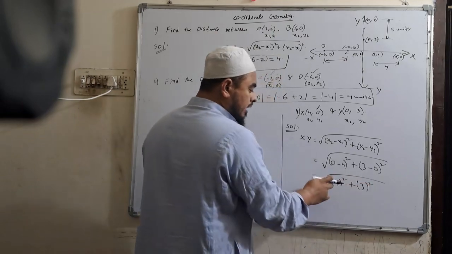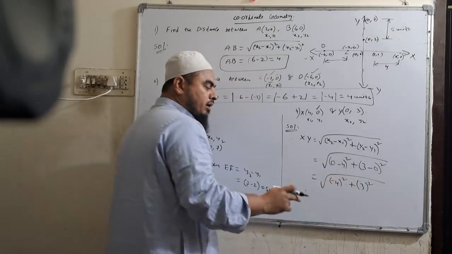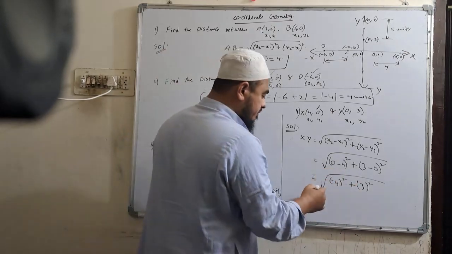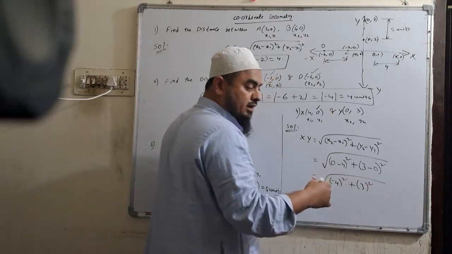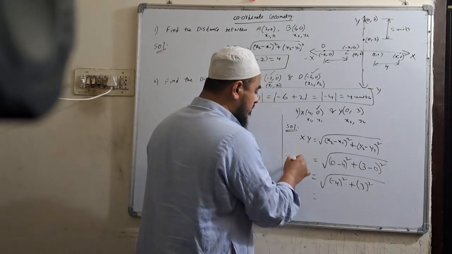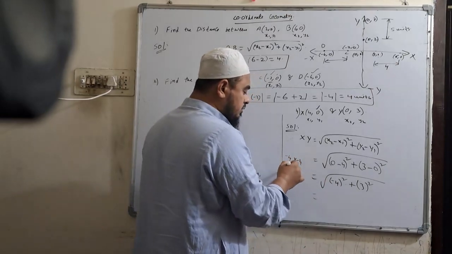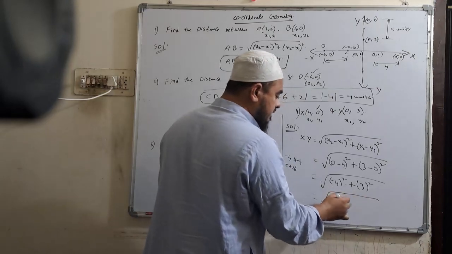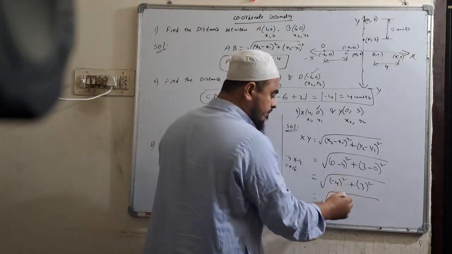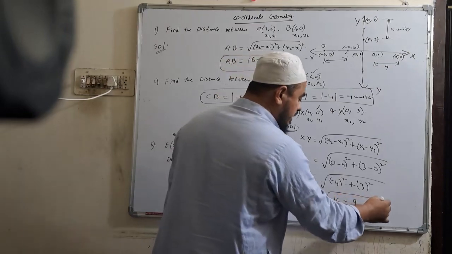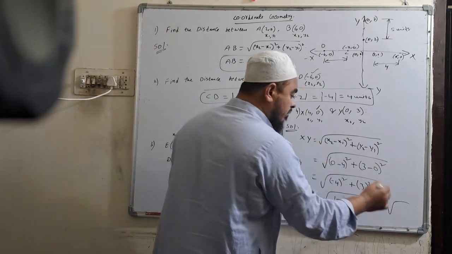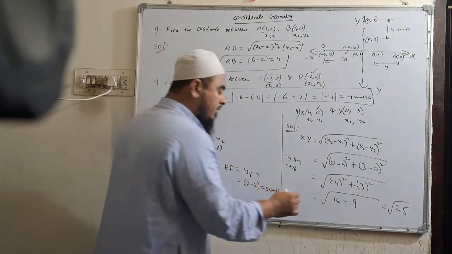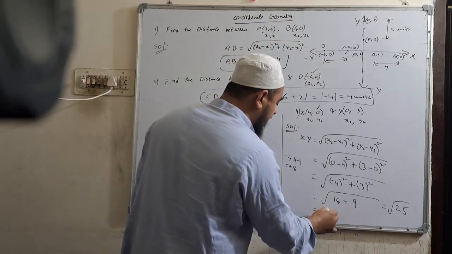And if you observe, minus 4 square: if the power is an even number, we get a positive value. If it is a cube, then we get a negative value. Since minus 4 into minus 4, minus of minus is plus, 4 into 4 is 16. So here minus 4 square is 16, even power, positive value. Plus 3 square is going to be 9. So square root of 16 plus 9 is how much? 25. And you have to remember that square root of 25 is nothing but equal to 5. So it is 5 units.